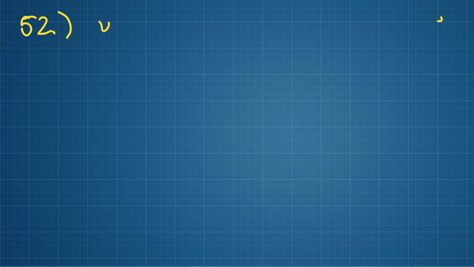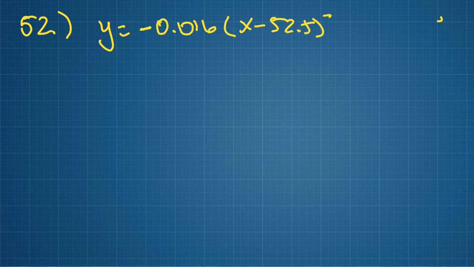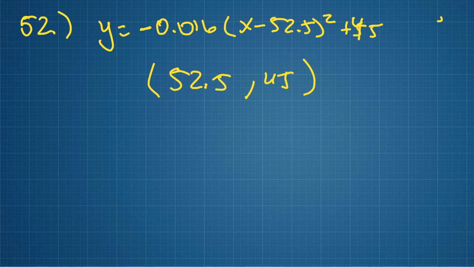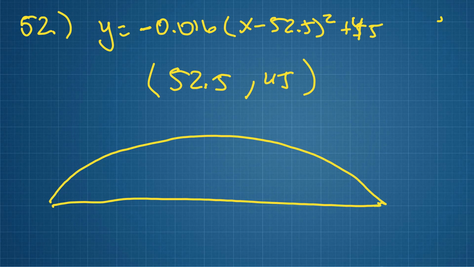52 gave you this problem: y equals negative 0.016 times (x minus 52.5) squared plus 45. I know the vertex is (52.5, 45). Remember, the vertex is the middle. Because it's in vertex form, I know my graph is going to look something like this, with the vertex right here.